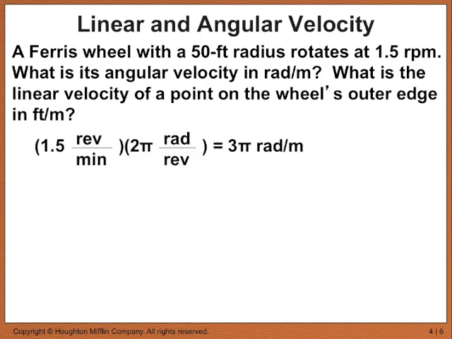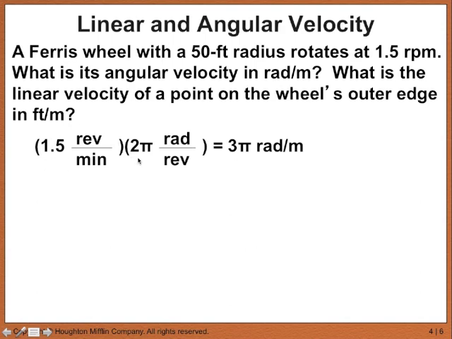All right, so if we're going to find that angular velocity, this is the setup. We know that we have 1.5 RPM. That's why I wrote rev over min. It's just the same thing, revolutions per minute. So that's where 1.5 RPM comes in.